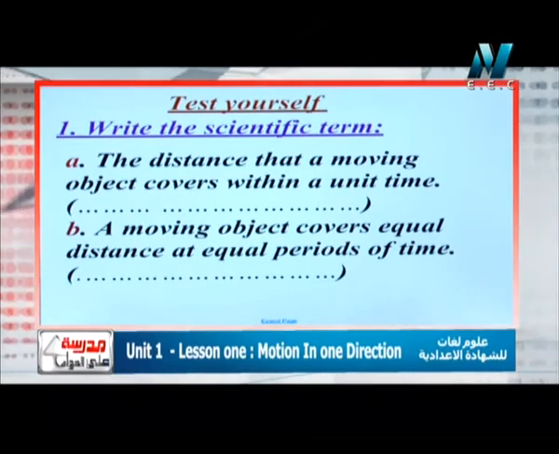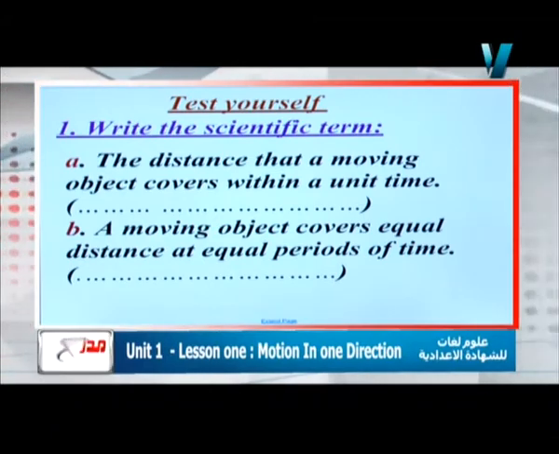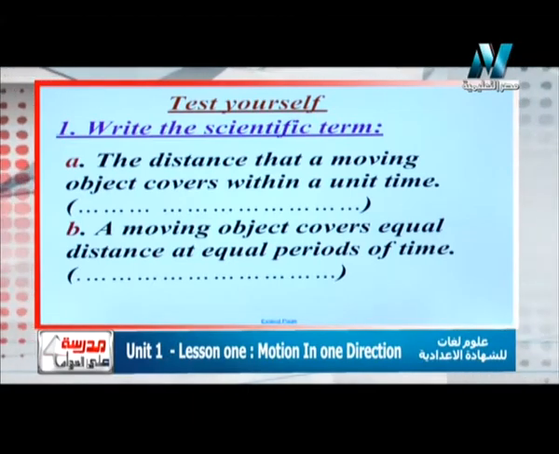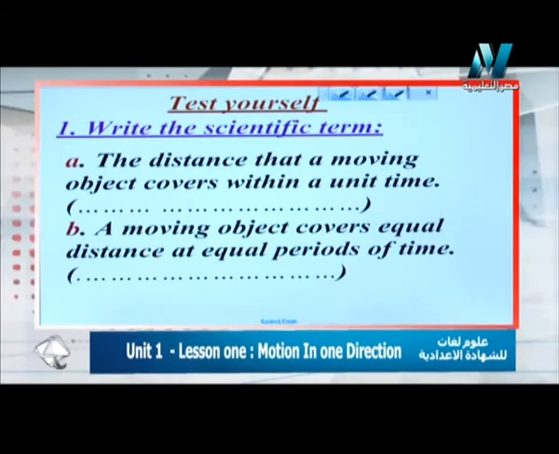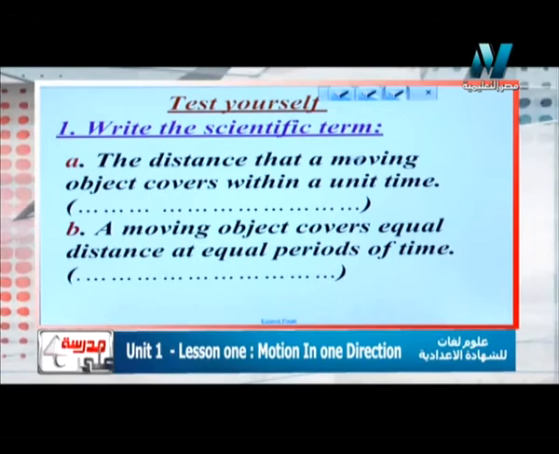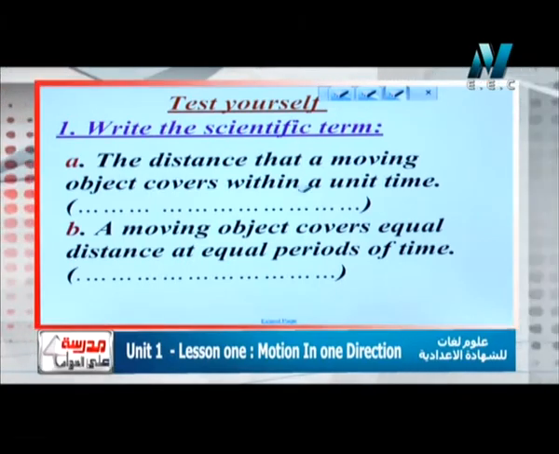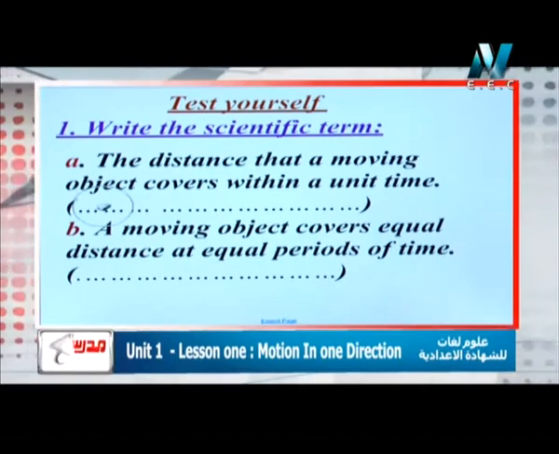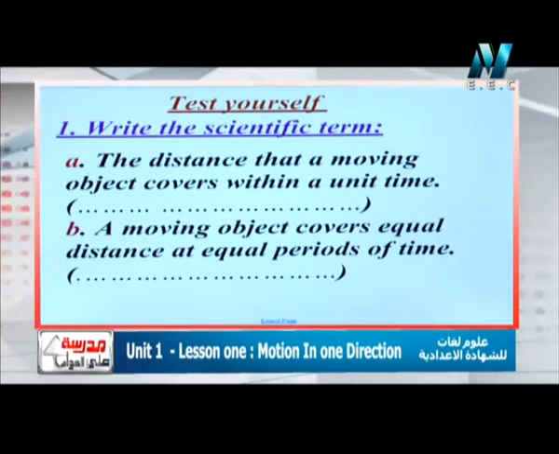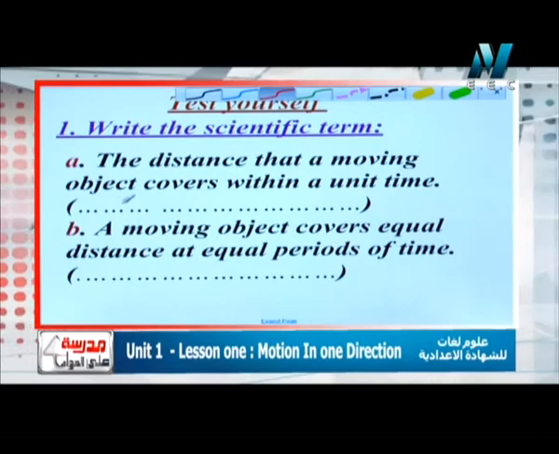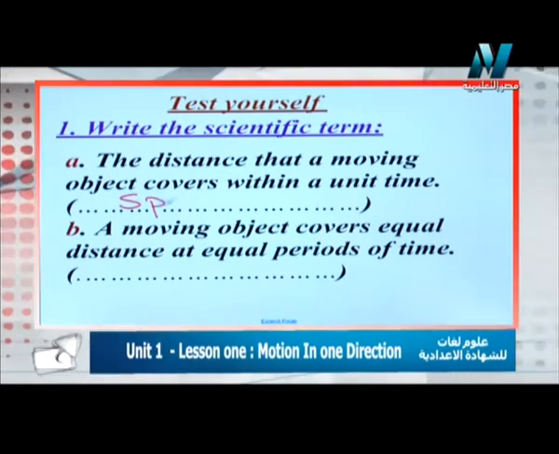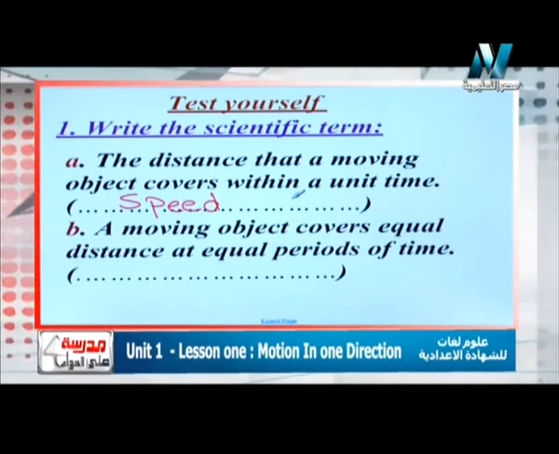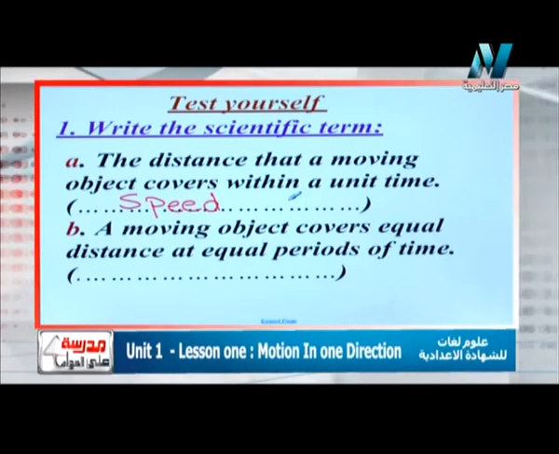Let's start with the first type of questions: write the scientific term. The first one says: the distance that a moving object covers within a unit time. What is this? What will I write here? Yes, excellent. Speed: the distance that a moving object covers within a unit time.